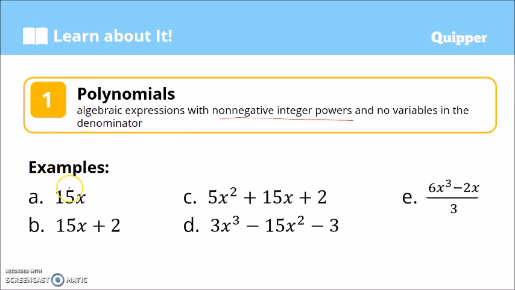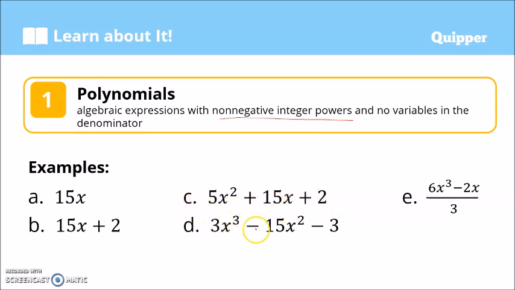Examples ng polynomials, we have 15x. Ang exponent ng x dito ay 1. Okay? Pero hindi na nilalagay yung 1. Okay? We have 15x plus 2. 5x squared plus 15x plus 2. We have here ang exponent ng x is 2. Exponent ng x dito ay 1. Alright? So, this is a polynomial.